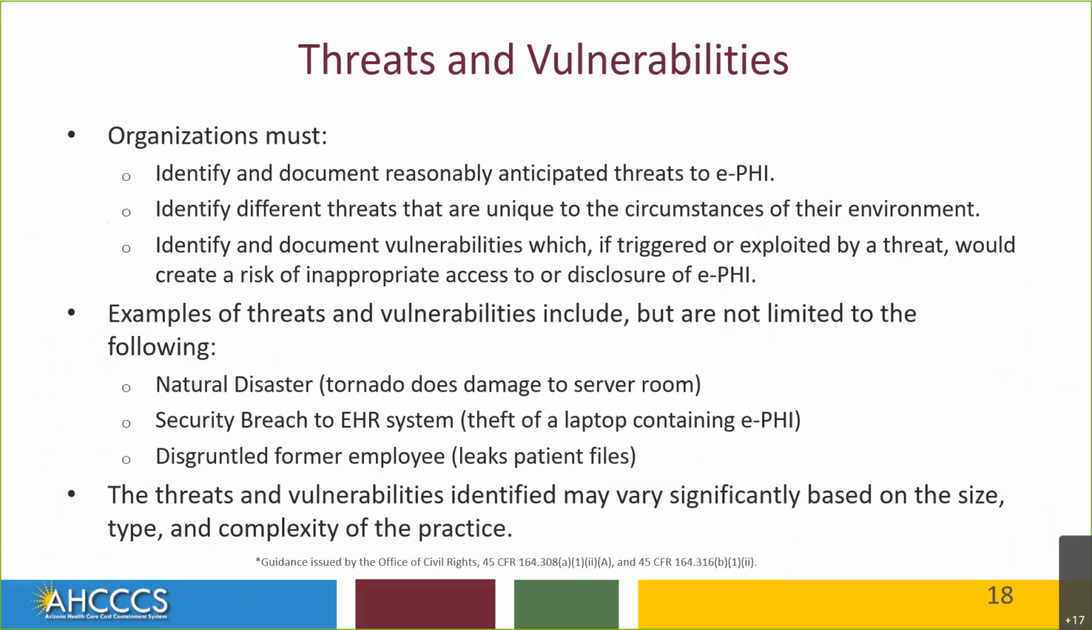Then we move into threats and vulnerabilities, which you also need to document in your SRA. Organizations must identify and document reasonably anticipated threats to electronic PHI. They need to identify the threats that are unique to the circumstances of their environment. And they need to identify and document vulnerabilities, which, if triggered or exploited by a threat, would create a risk of inappropriate access to or disclosure of electronic PHI.